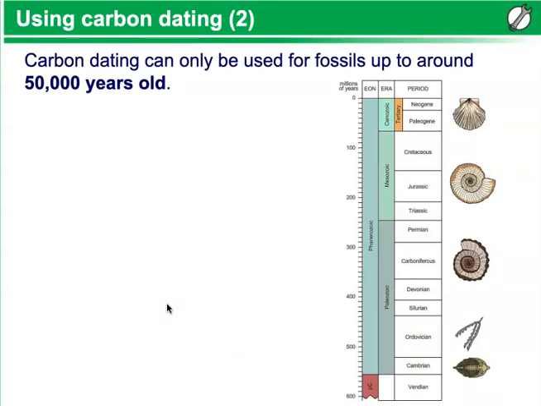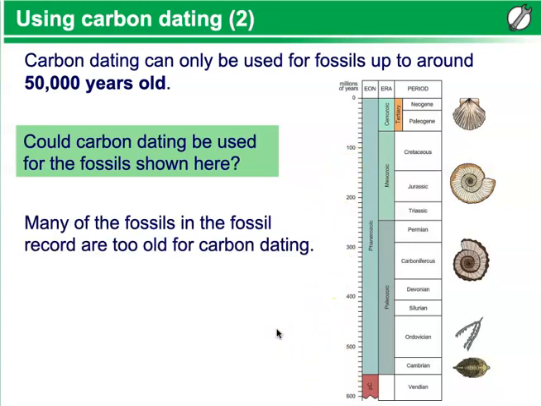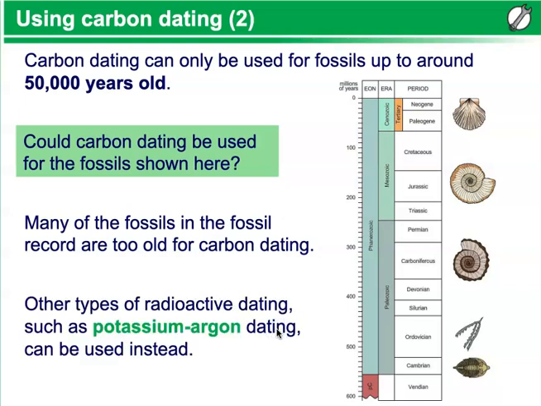Carbon dating can be used for fossils up to around 50,000 years old. So could carbon dating be used for any of the fossils shown here? Many of the fossils in the fossil record are too old for carbon dating. Other types of radioactive dating, such as potassium-argon dating, would be used instead.